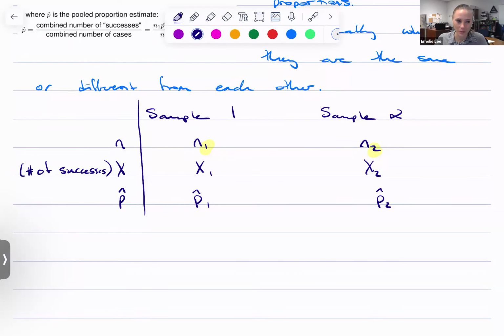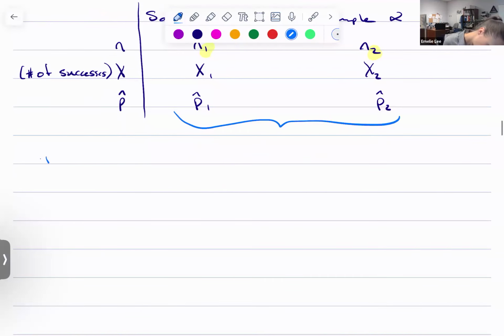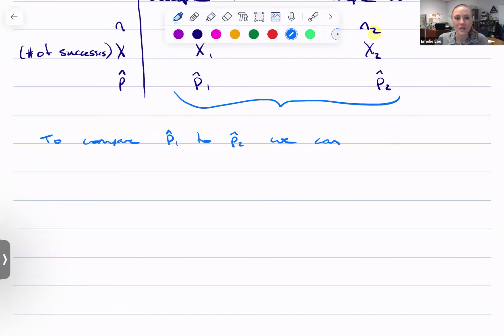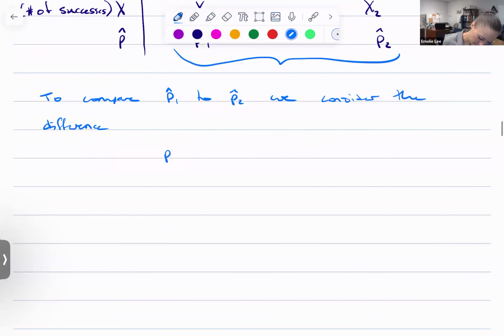So if I want to compare these sample proportions, now I have a sample proportion from group 1 and a sample proportion from group 2. If I want to know if they're different from each other, what can I do? I can look at the difference between them. I can subtract one from the other. Okay. And so here, to compare P1 hat to P2 hat, we consider the difference. How do these two things compare? So then I would take P1 hat minus P2 hat.